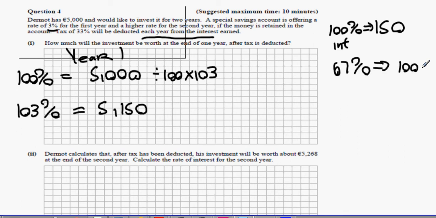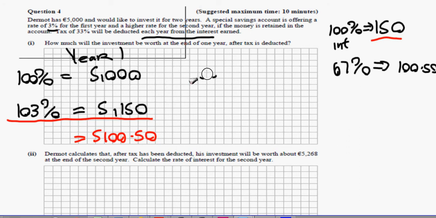€100.50. So €100.50. Okay, so we say goodbye to the 5,150 because we don't get the full 150, we get 100.50. So it's going to be 5,150, and that's the end of year one. How much will the investment be worth at the end of 1 year after taxes deducted? That's what we did, and it's going to be worth 5,150.